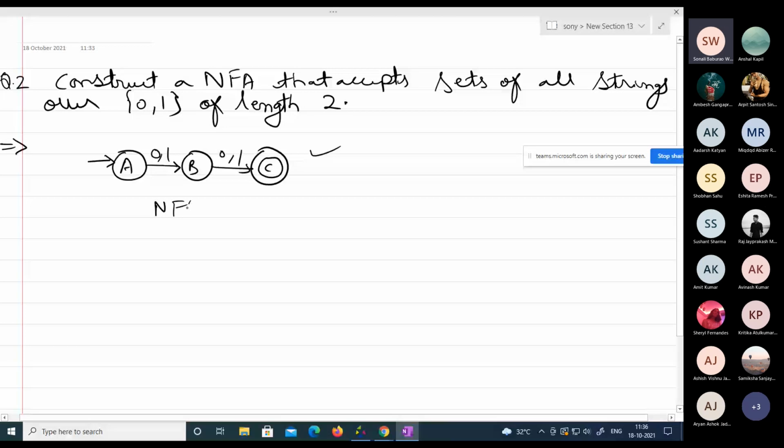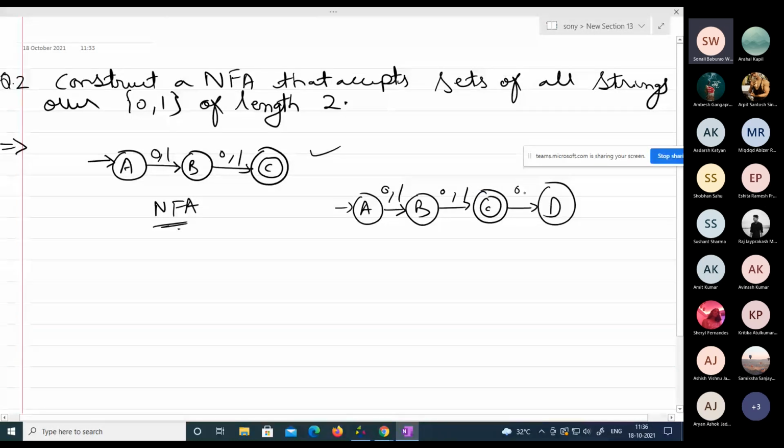Now, if I were to convert this to a DFA, how would it go? It will be A, B, again 0, 1, and on C 0, 1. I will show one more state, which is my dead state, if it was a DFA.